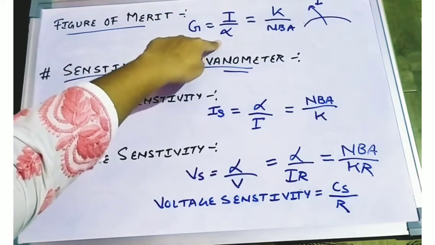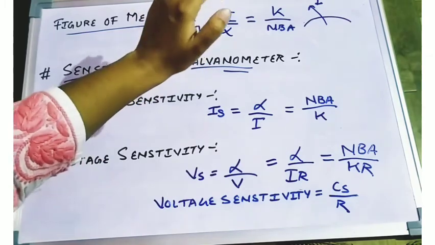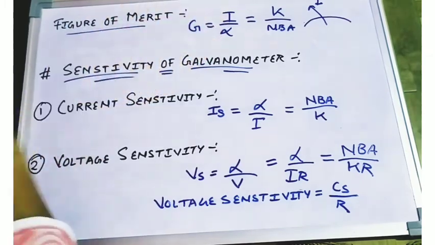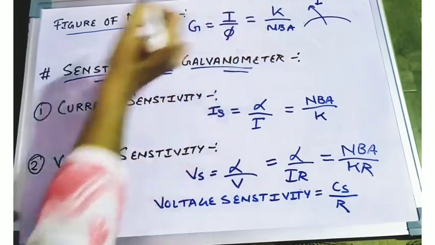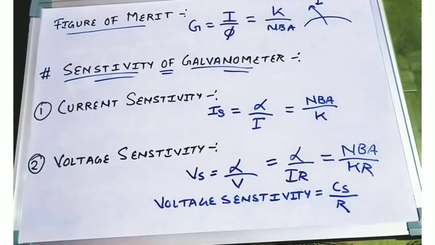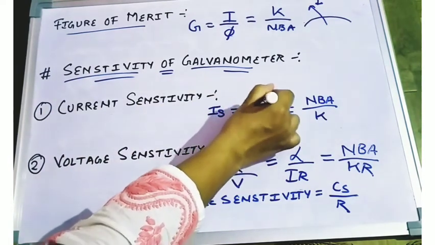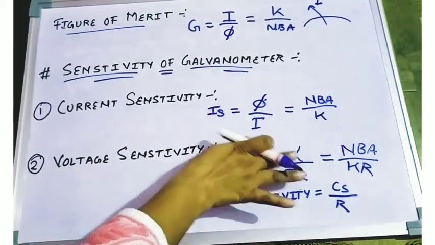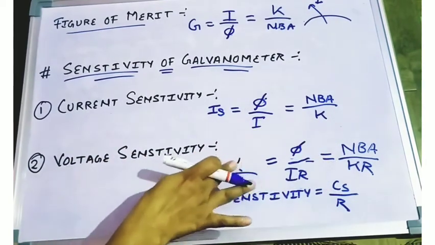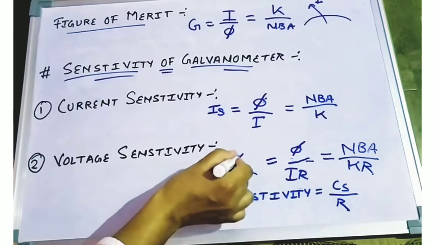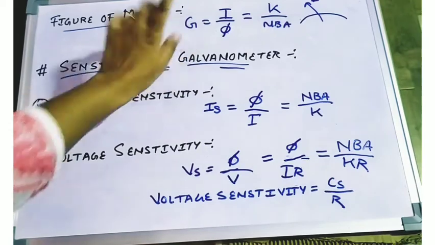Or you can say I upon alpha. Alpha is the factor which we have already used, which here is 5. Wherever I have written alpha, I can write 5, because we have considered the deflection angle to be 5. So here you can see what the figure of merit is.